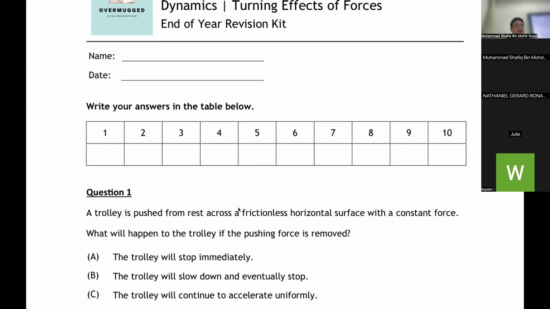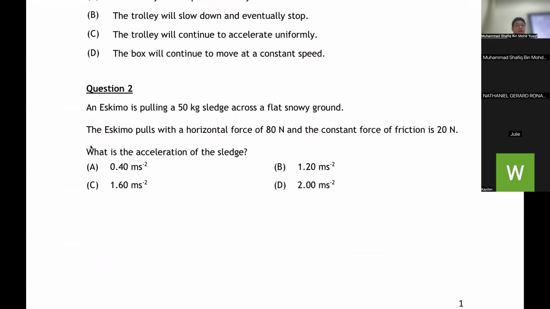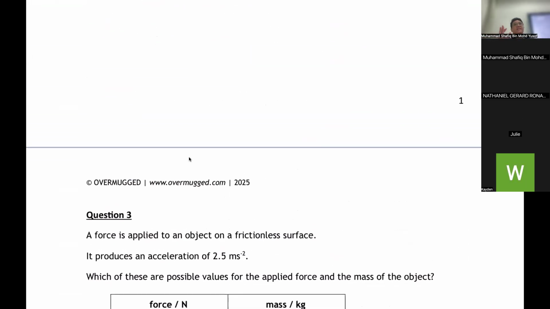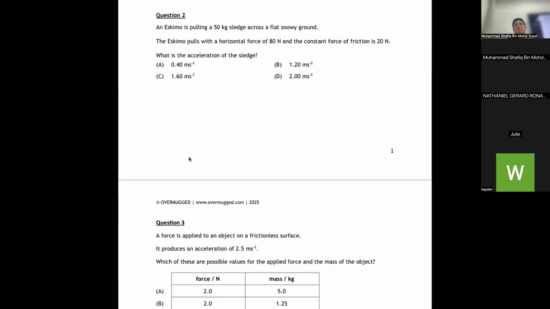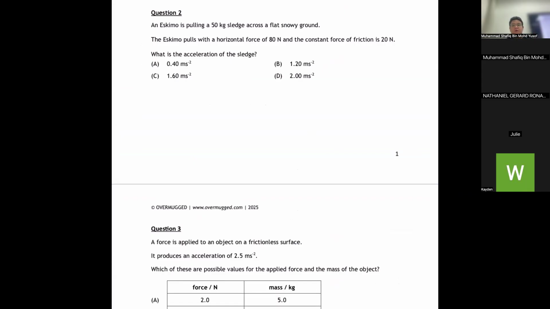Okay. All right. So anyway, the question that I want you all to try is actually especially question 2. So can you all try question 2 and question 3 by yourself first? I give you about probably 3 minutes. You all try. Read the question. It's based on the second Newton law that we mentioned just now.